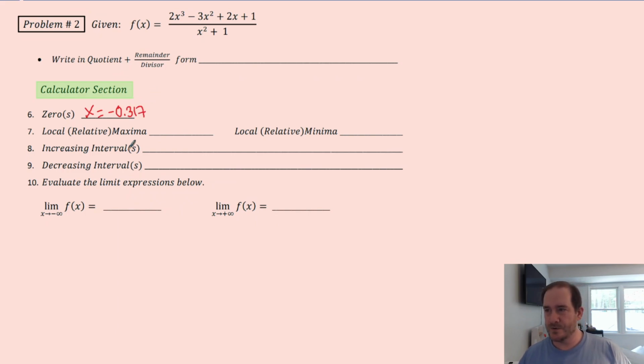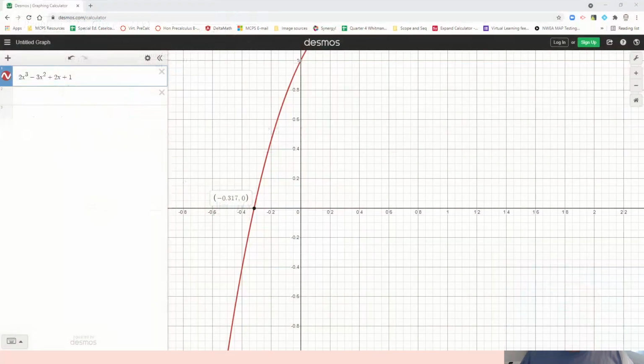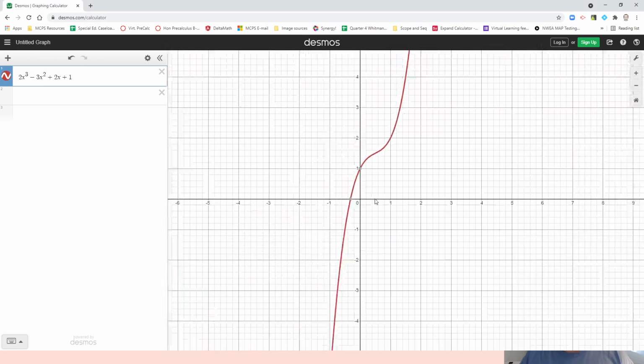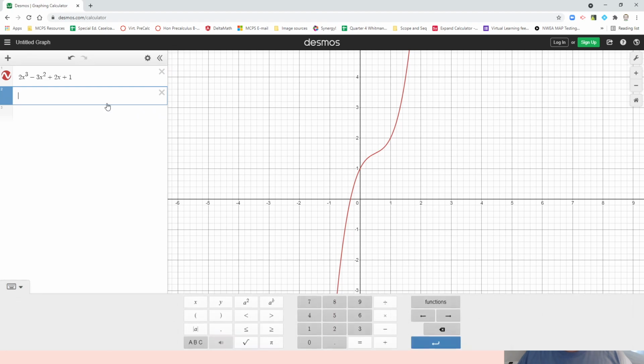Alright, what's our local or relative maxima or minima? We can go back to Desmos. And if we zoom out on the graph, then there appears to be this little bump. But as I click on the red, this function is constantly increasing. So I kind of misrepresented the bump on my graph. Let's graph the 2x plus 3 at the same time.